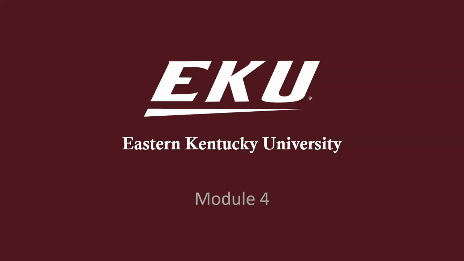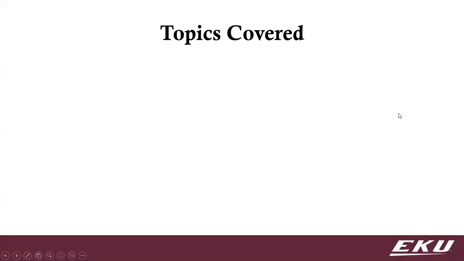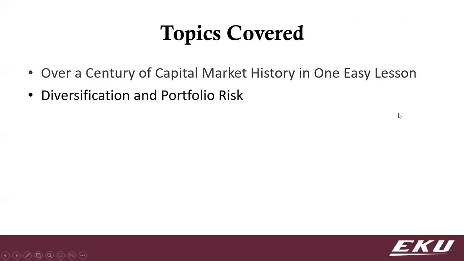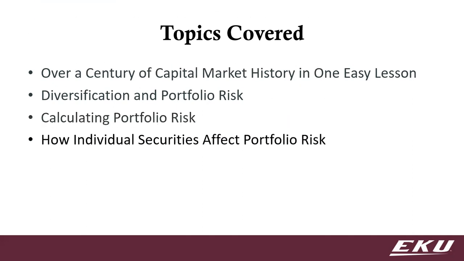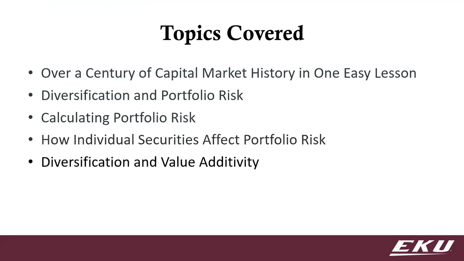All right, class. So we're going to jump right in to Module 4. First, we're going to talk about the history of the capital markets. You'll be able to see a comparison. Then we're going to talk about diversification and portfolio risk. We're then going to talk about how we calculate that portfolio risk. And then we're going to talk about how individual securities affect that portfolio risk. And then we're going to talk about the diversification itself, and then this value additivity. We'll get into what that means.